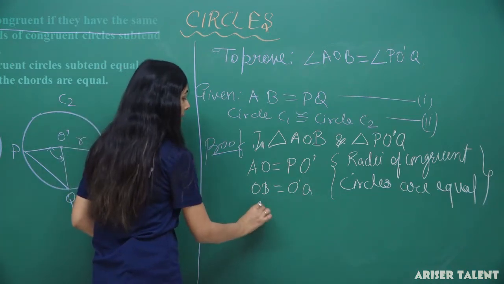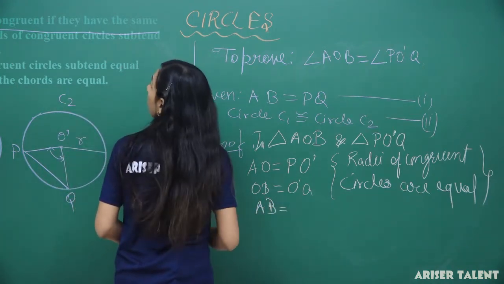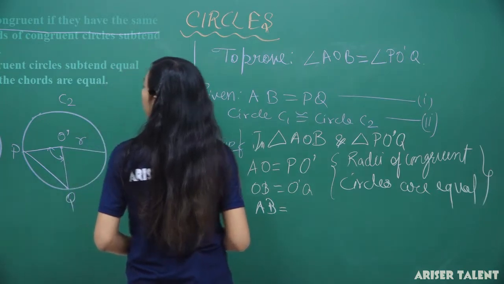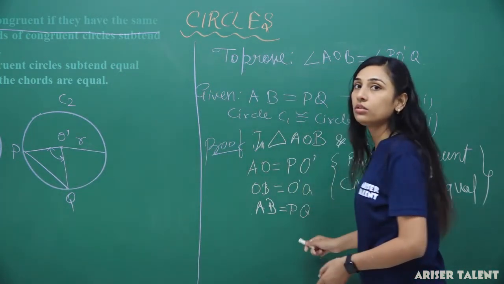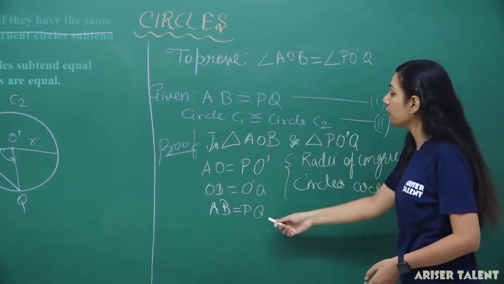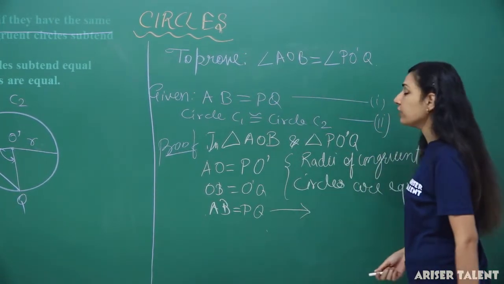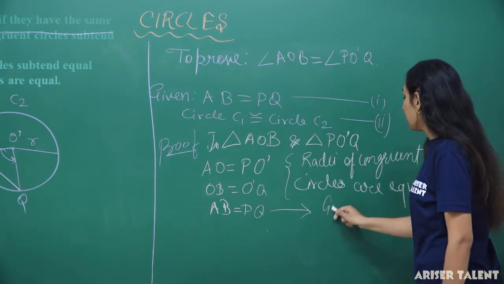And AB is equal to PQ. Now this is given, that the chords of the congruent circles are equal. So this is given.